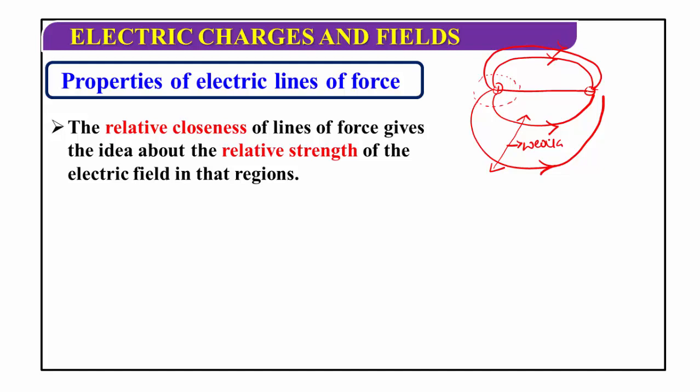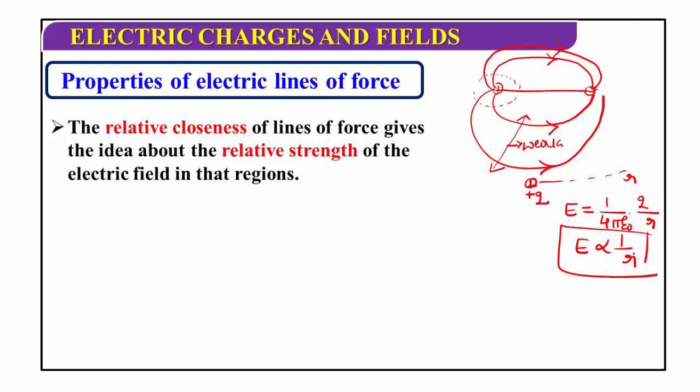If the distance increases, see here, consider this as the plus q, the electric field decreases. You know the formula: the electric field due to a point charge is E equal to 1 divided by 4 pi epsilon naught, q divided by r. The electric field is inversely proportional to the distance. If the distance decreases, the electric field increases.